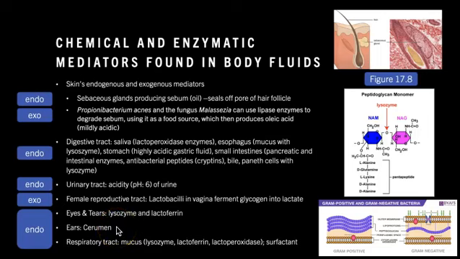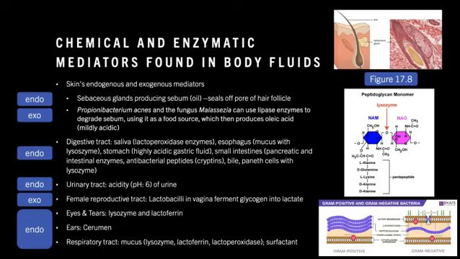Then we've got in our ears, cerumen, also known as earwax. This is going to have antimicrobial properties because it has fatty acids within it, and it helps to lower the pH to between 3 and 5, again inhibiting microbes. Lastly, we'll talk about the respiratory tract. We, of course, have mucus there that we've talked about before. That's going to have different things like lysozyme, lactoferrin, lactoperoxidase, and surfactant, which is a little bit deeper in the lungs, but has antimicrobial properties to it.